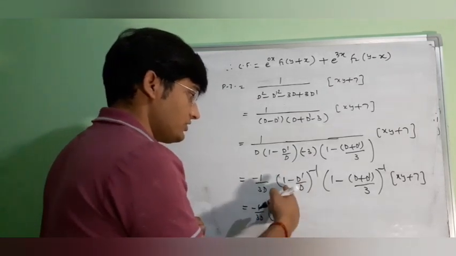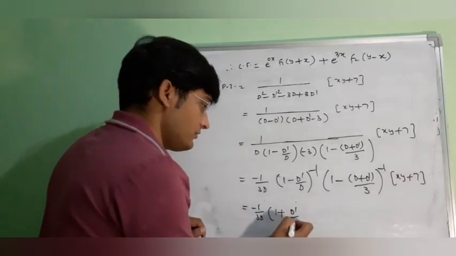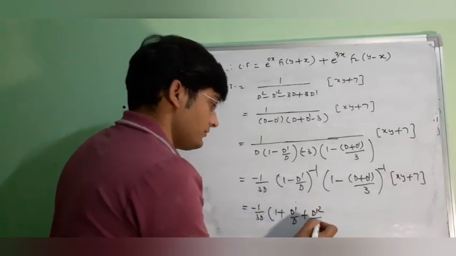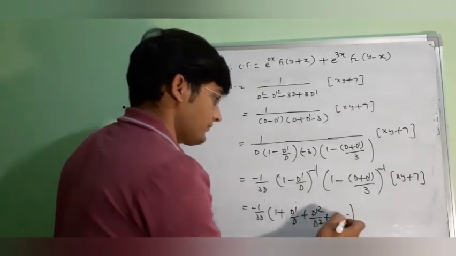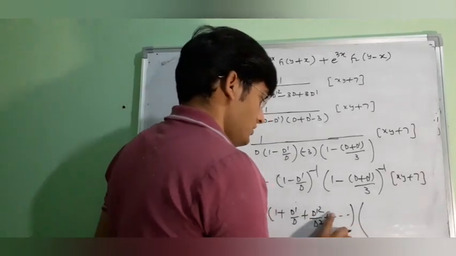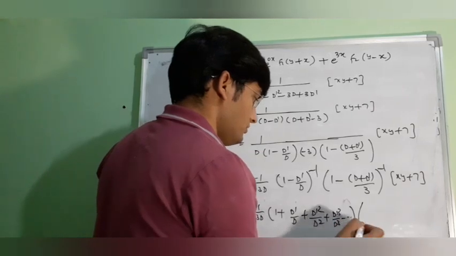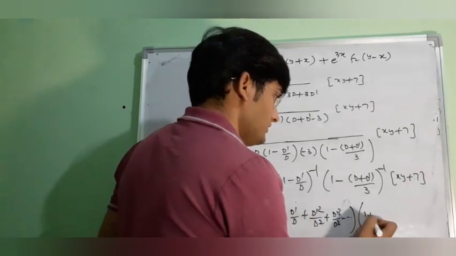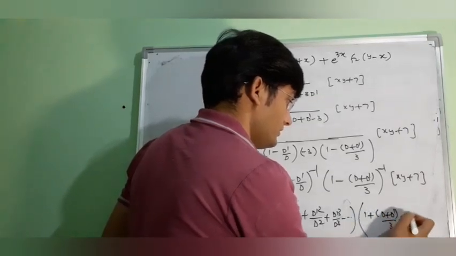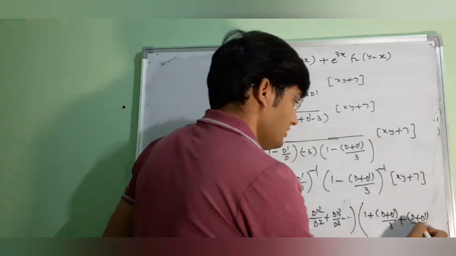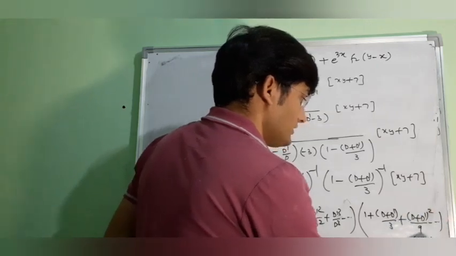So the binomial expansion of (1 minus x) to the power minus 1 will be 1 plus x plus x square plus x cube and so on. And here, x will be D upon 3, so we get 1 plus D' upon 3. Then the next one will be D plus D' upon 3 whole square, so this will be 9, and so on. And outside we will have xy plus 7.